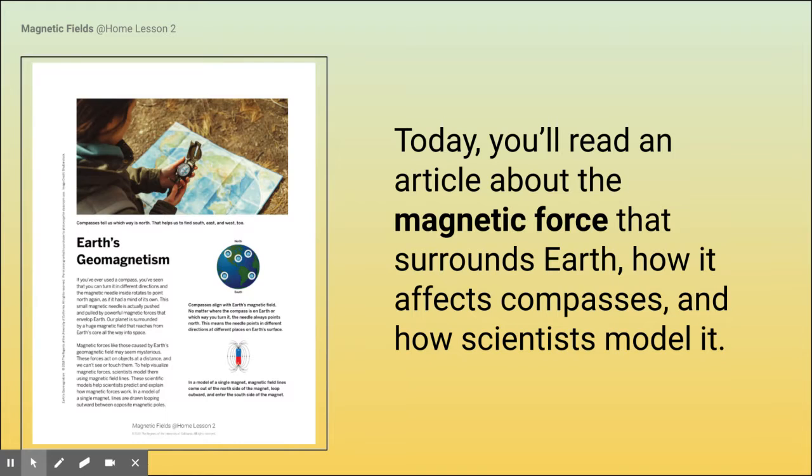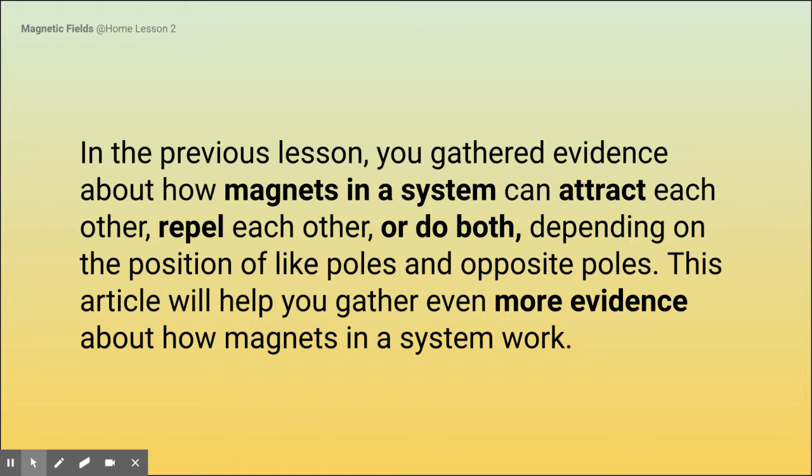Okay, good. So today you'll read an article about the magnetic force that surrounds Earth, how it affects compasses, and how scientists model it. In the previous lesson, you gathered evidence about how magnets in a system can attract each other, repel each other, or do both, depending on the position of like poles and opposite poles. This article will help you gather even more evidence about how magnets in a system work.